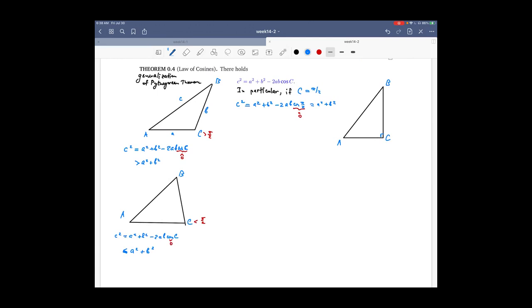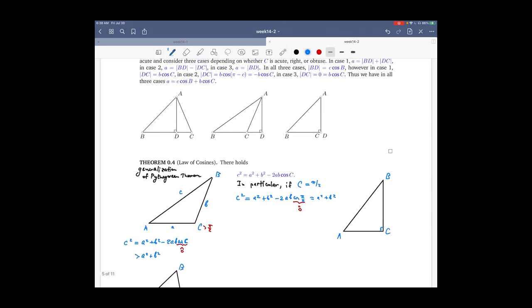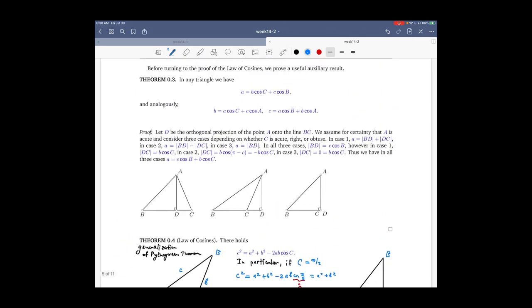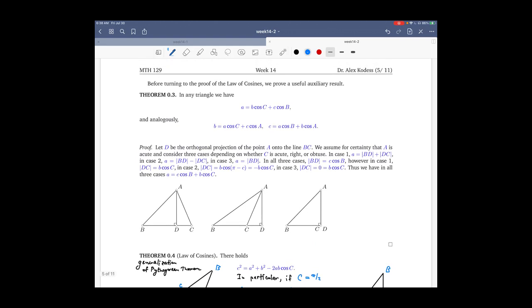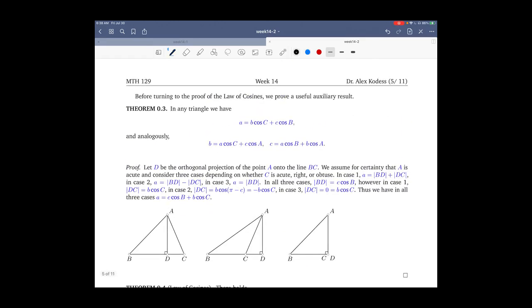We will look at some other applications of the law of cosines on the next page, but now we have to prove it, and to prove it, we first prove another useful result about some properties of projections. So the result is this. In any triangle ABC, as we know, angles are also ABC. Sides are lowercase abc.